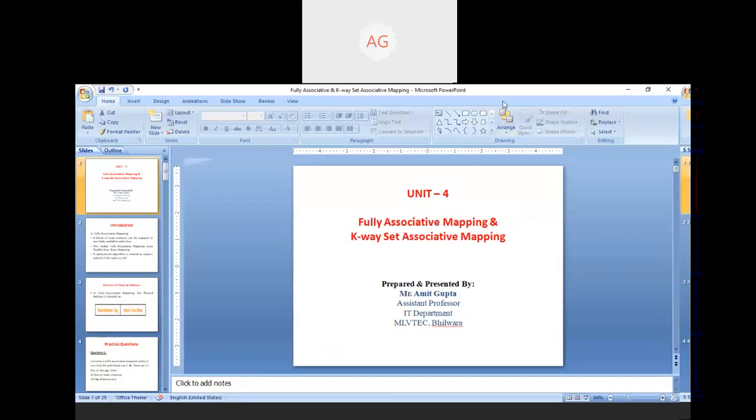Now, our today's topic is numericals based on fully associative mapping and K-way set associative mapping. In the last class, we already discussed the concept and numericals which are based on direct mapping. Now in today's class we are going to start first the problems and the concept which are based on fully associative mapping.